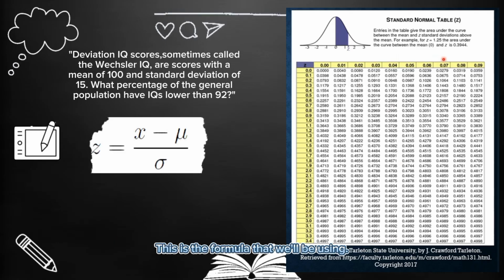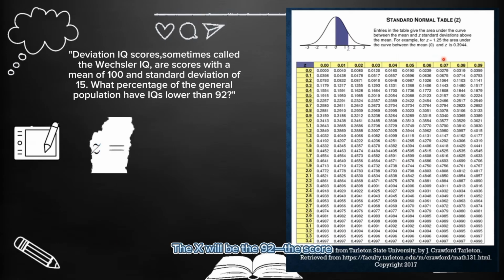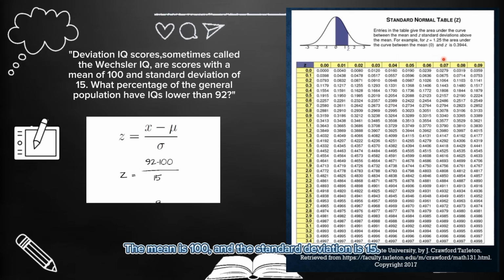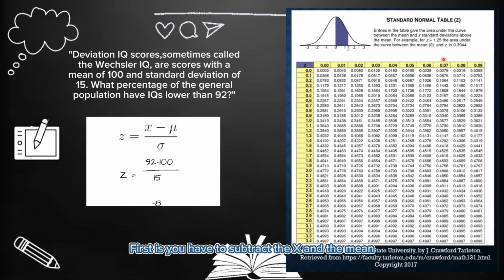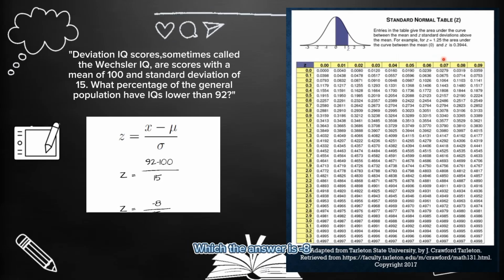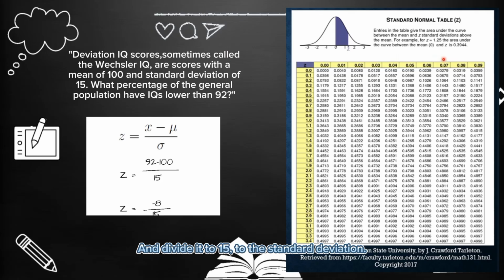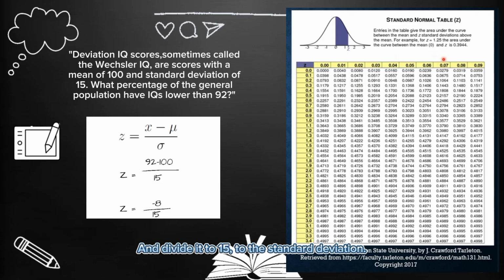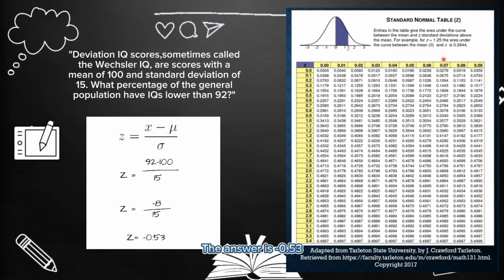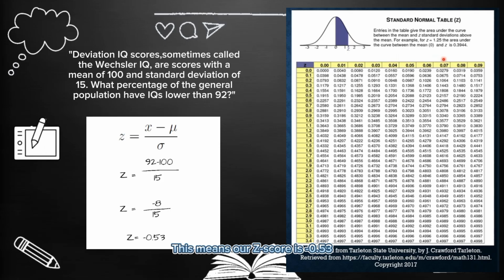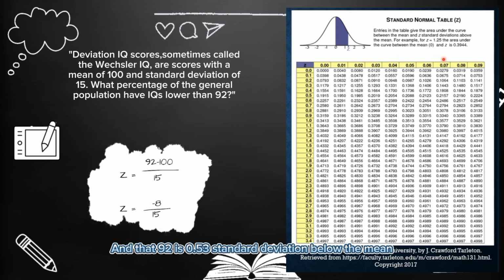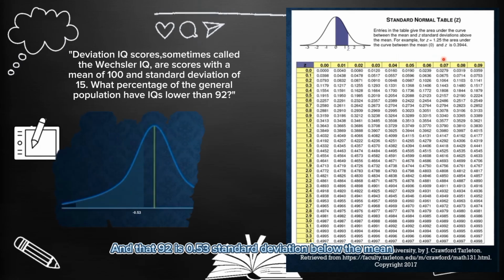So this is the formula that we'll be using. The x will be the 92, the score, the mean is 100, and the standard deviation is 15. First, you have to subtract the mean from x, which gives negative 8, and divide it by 15, the standard deviation. The answer is negative 0.53. This means our z-score is negative 0.53 and that 92 is 0.53 standard deviations below the mean.